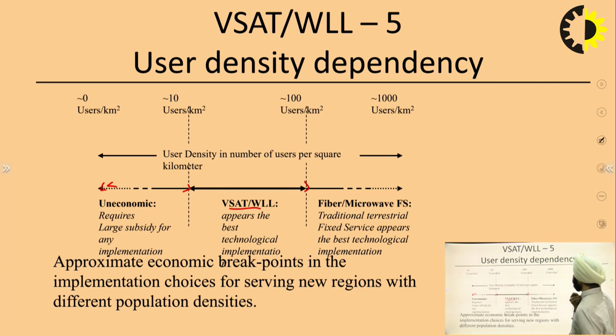Then for the higher number of users, we need fiber optics as well as other microwave technologies for the communications, because of the delay that is associated with the VSAT and the satellite communication. So all these breakpoints are generally dependent upon the demography and the policies of the countries.